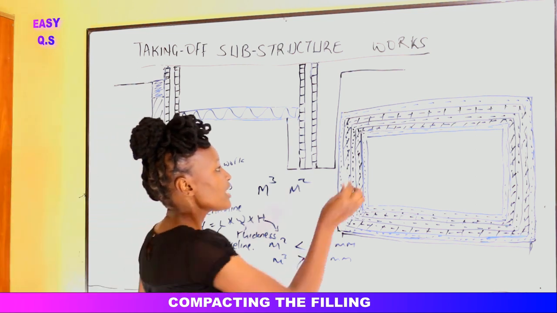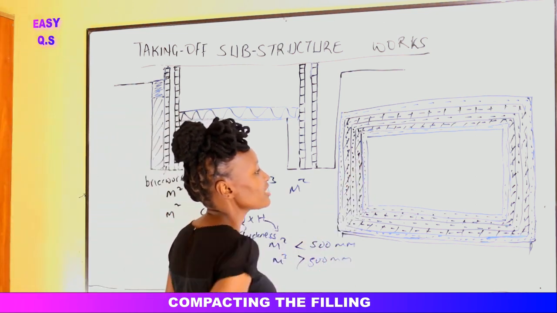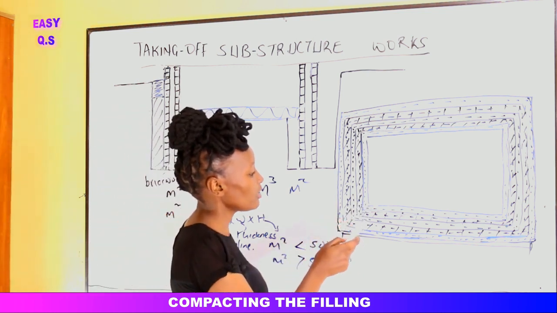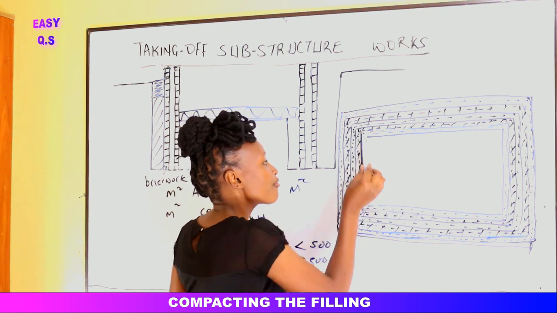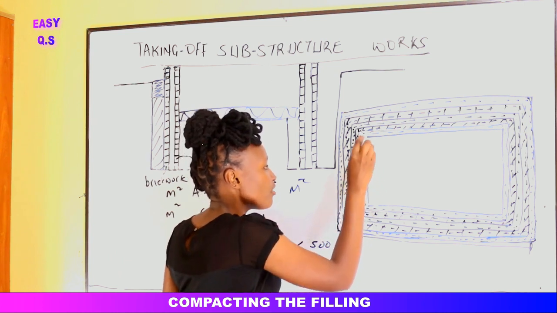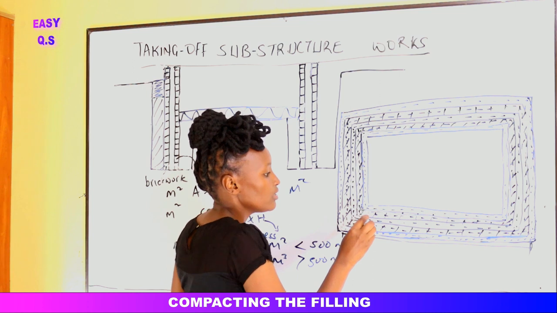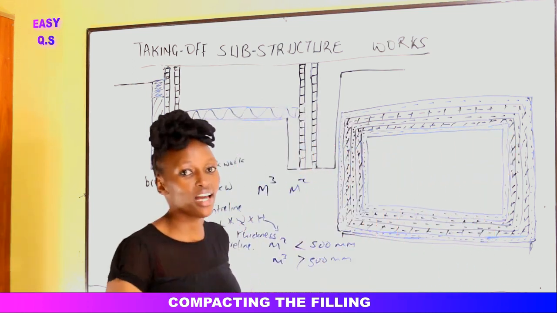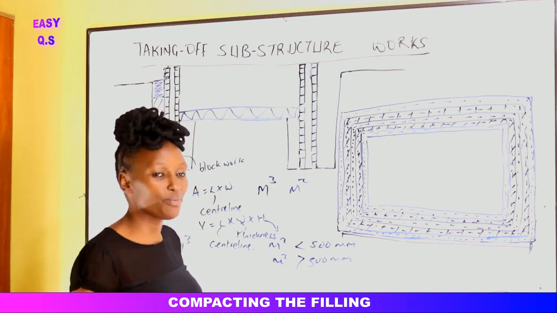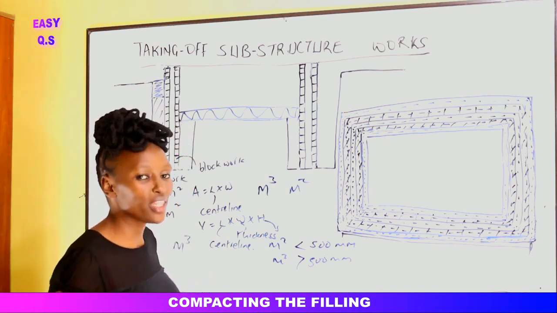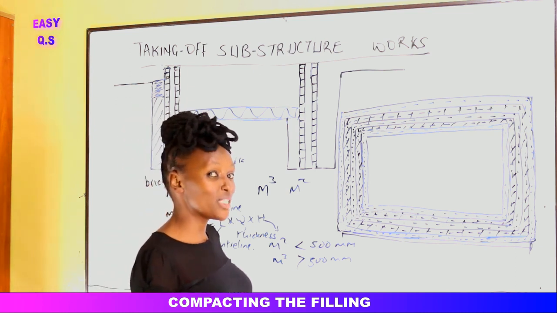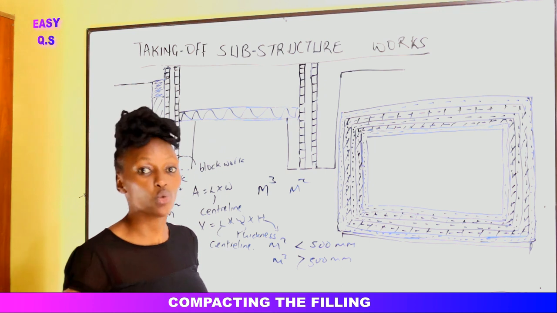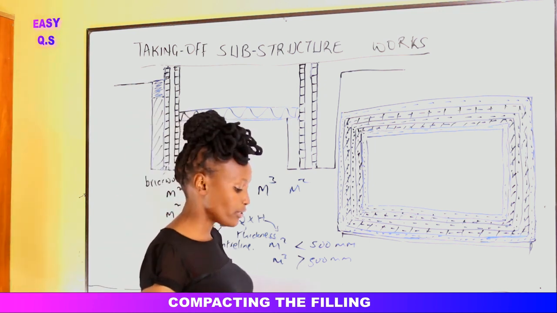Okay, so on this area we have filled this internal trench with hard core. Now from the face of the internal wall, all around this area inside the internal walls, that area shall be compacted in terms of meter squared. Then it shall be filled with hard core, which is measured in meter cubed, and that meter cubed is usually calculated as length times width times the thickness of the hard core.